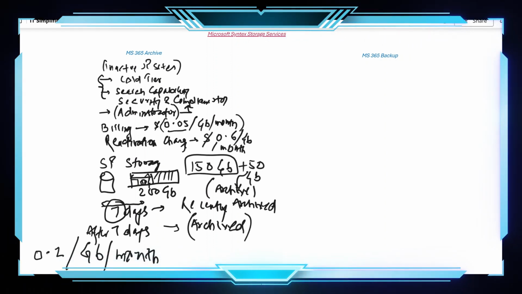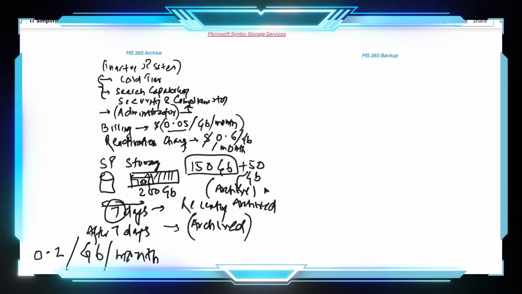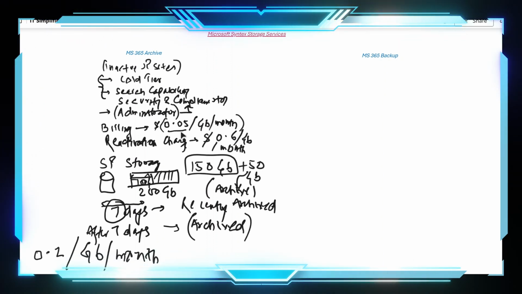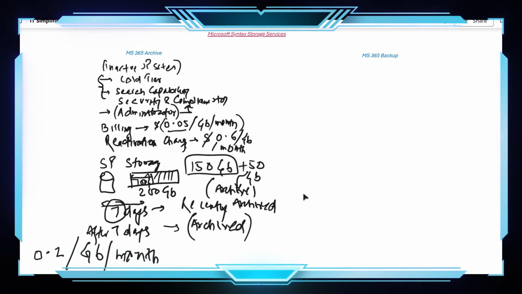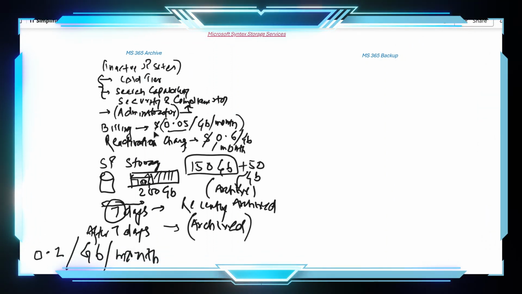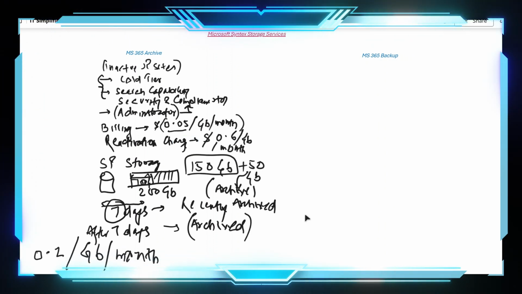So 0.2 per GB per month versus 0.05, there's a huge cost difference. So you can have the saving, and obviously, a lot of companies have this requirement to keep the data, so that's a good way of keeping it archived, but also not breaking the bank too. Now, what is the advantage?